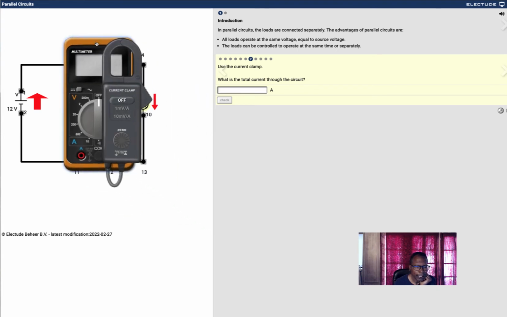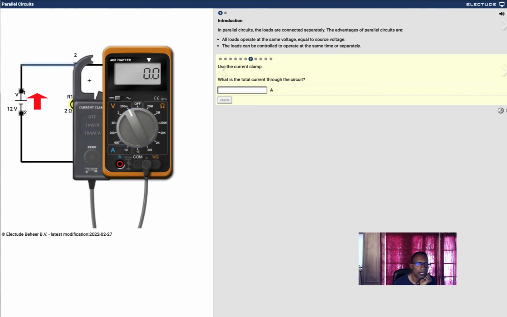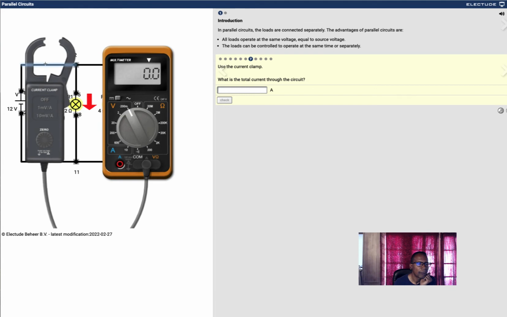But here we have an amp probe. You can see 1 millivolt equals 1 amp. 10 millivolts equals 1 amp. So we could turn this on, put it on 1 millivolt. So every millivolt you see is going to equal 1 amp. So we're going to move this over to 200 millivolts. Put this on here.